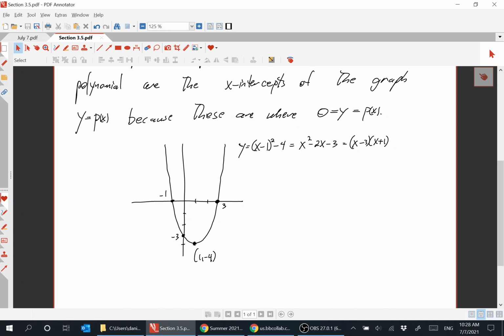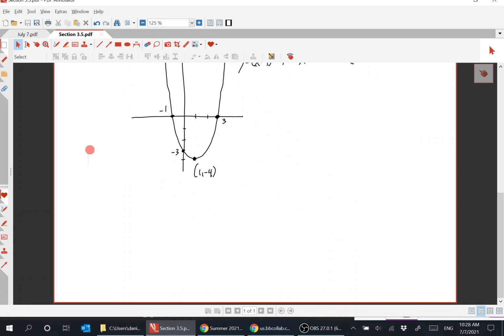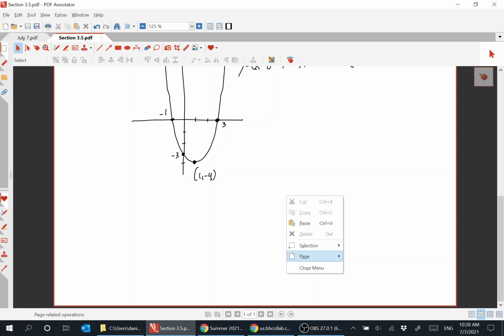Okay, but sometimes a parabola doesn't have to have any x-intercepts at all, right? I could take this parabola and shift it above the x-axis, and then you won't have any x-intercepts at all.